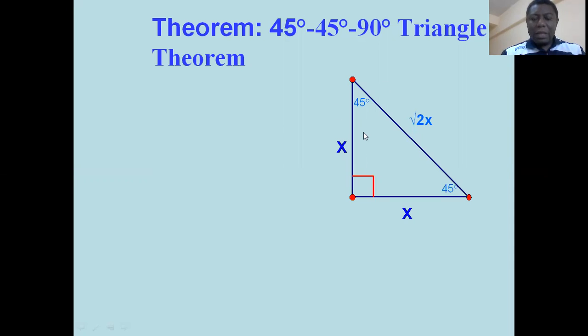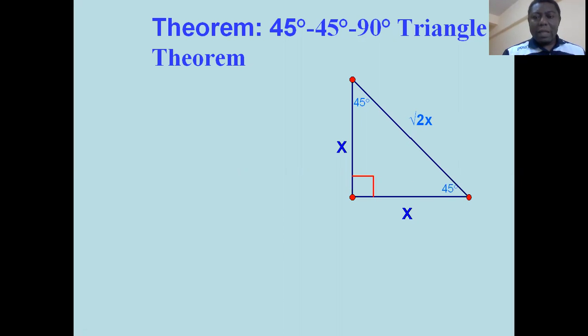So take note, in this spatial triangle of 45, 45, 90, these two lengths are the same. This leg and this leg have equal length, and they are marked x, x. And here, the hypotenuse is the square root of 2 times x.